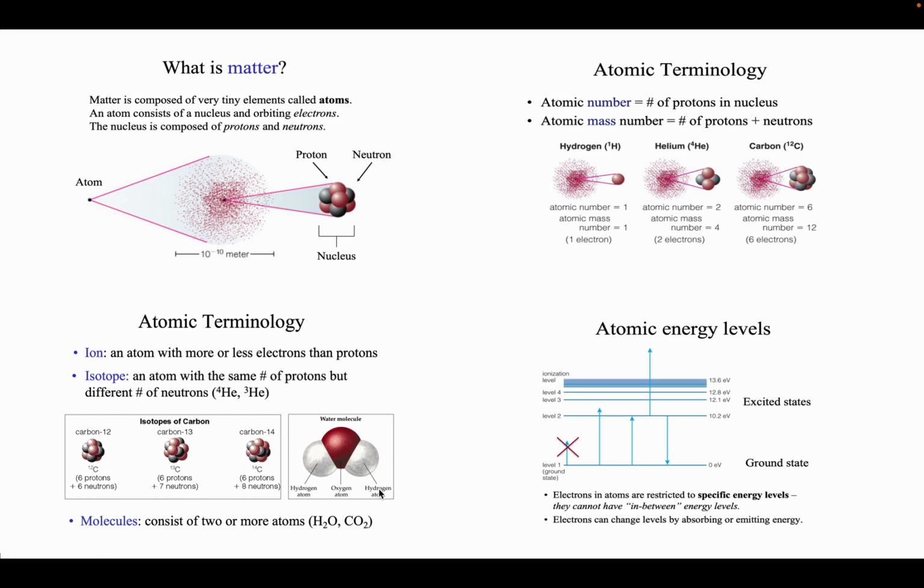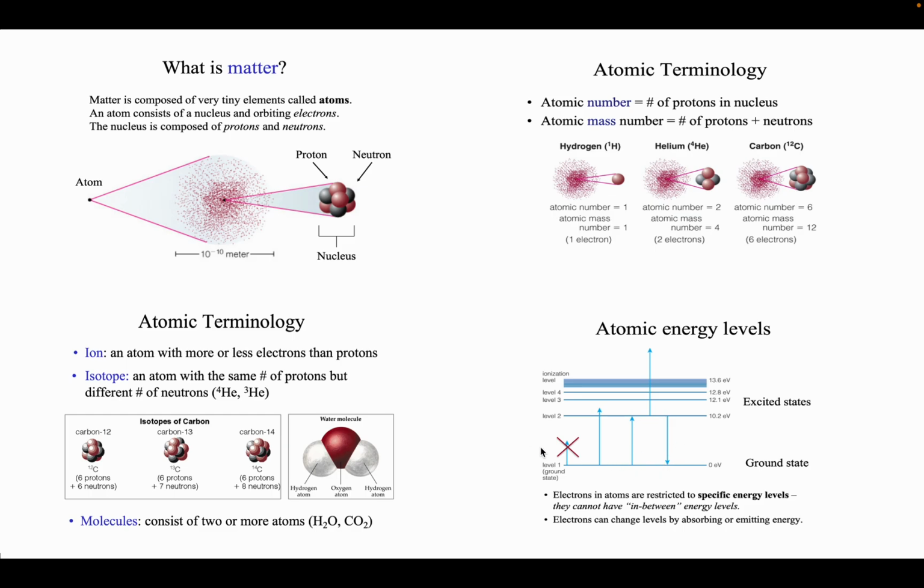So as we said, the electrons have different energy levels. Electrons in atoms are restricted to different energy levels. The electrons cannot stay in between two energy levels.